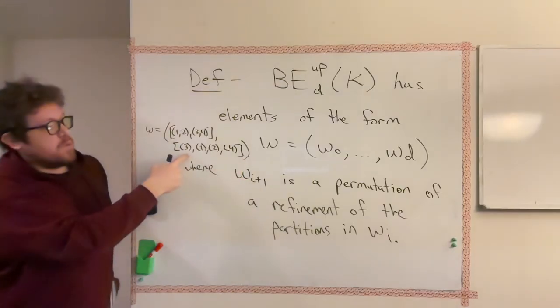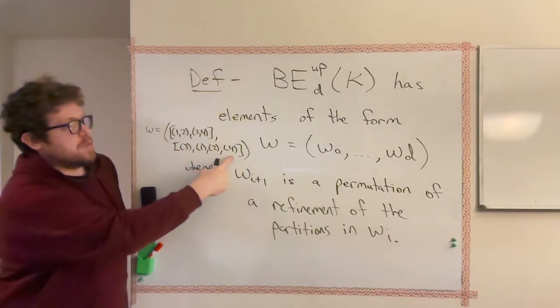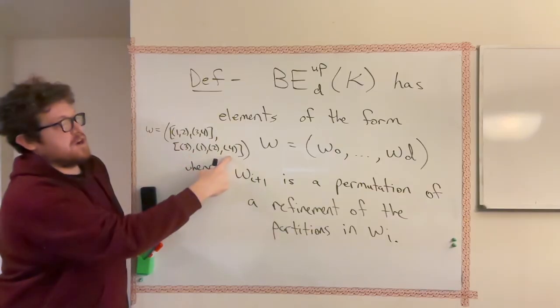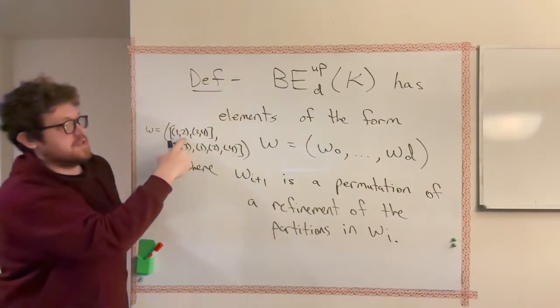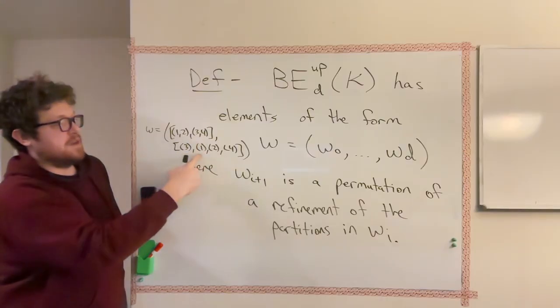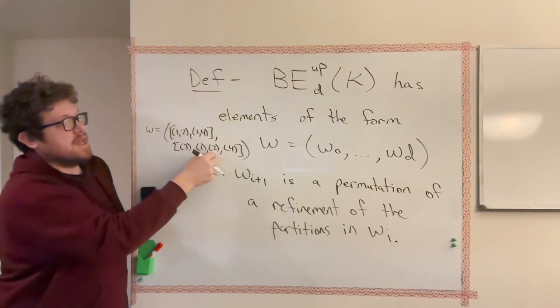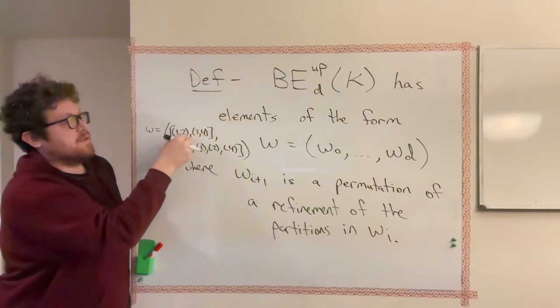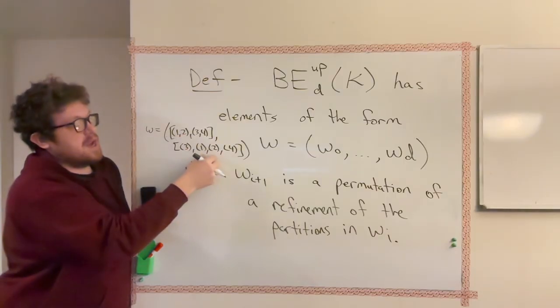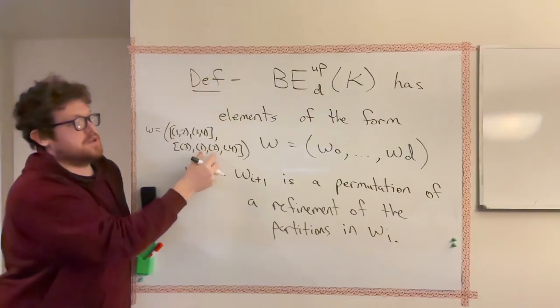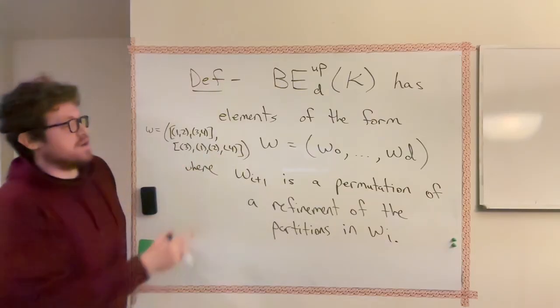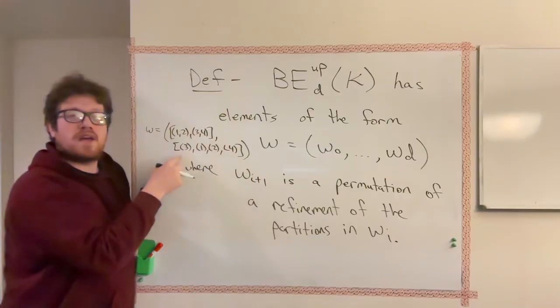So here W1 is a permutation, and the partitions are a refinement of the partitions from W0. Before we had 1, 2 in the same partition, now 1, 2 are in separate partitions. So it's a refinement. We could, for instance, have 3 and 4 still together. That would be okay.